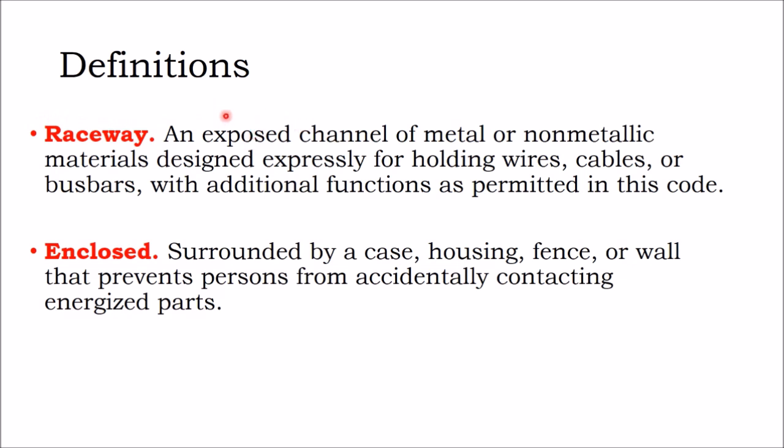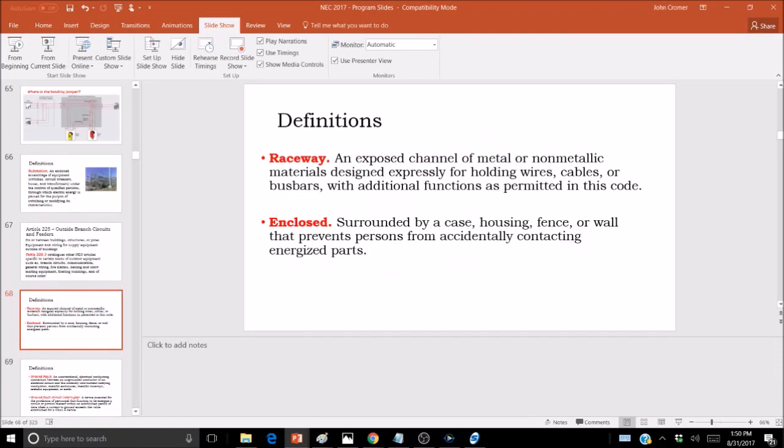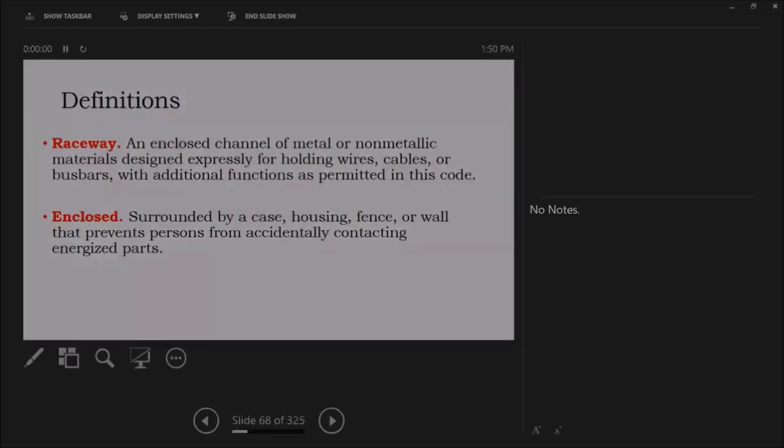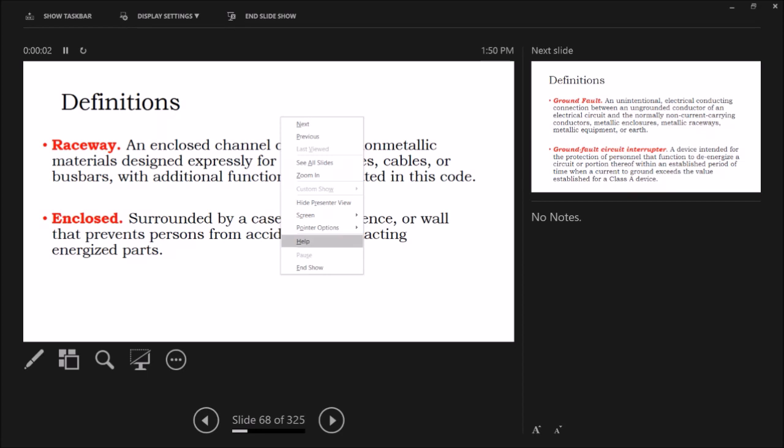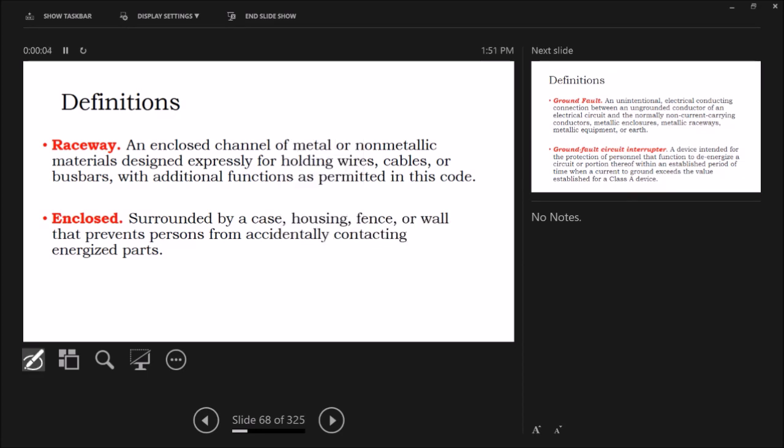This is a typo right here. Huh, that would make a good quiz question. Raceways are enclosed.